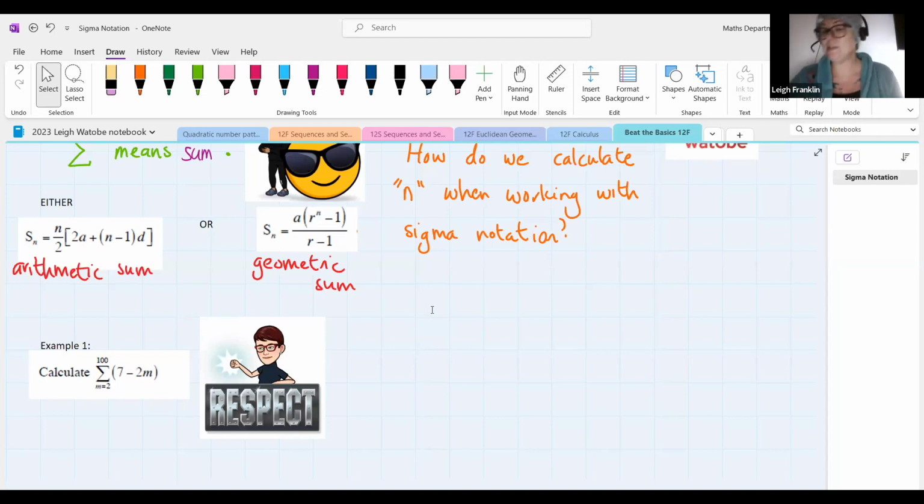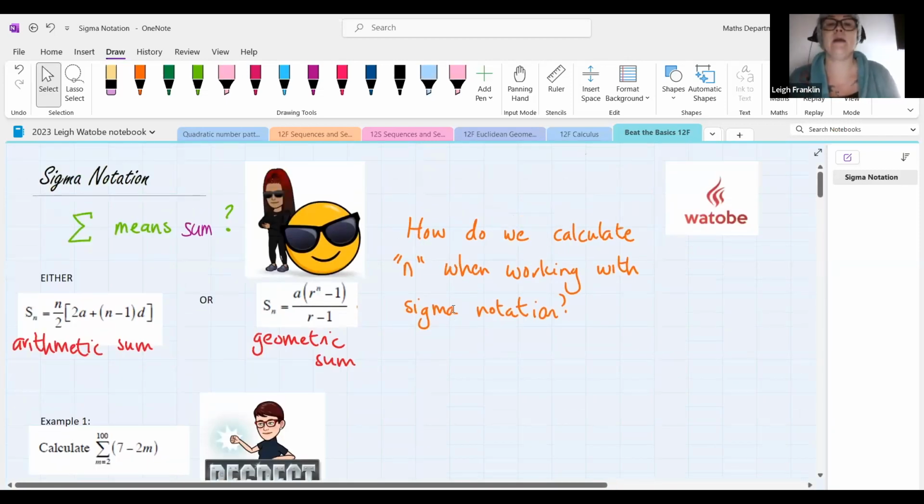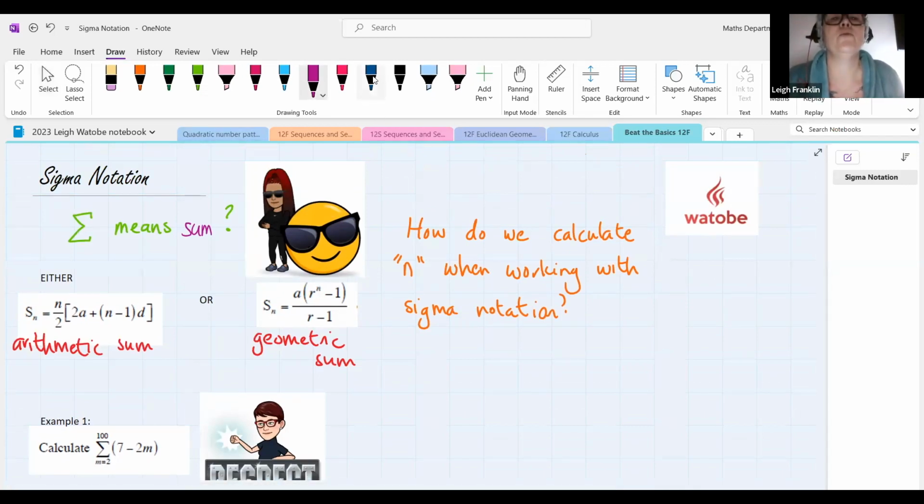But before we get started on that, and I know I've had this discussion with you before, very, very important. When we are working with sigma notation, we have a number at the bottom and we have a number at the top. So now let's pretend the number at the top is 9, and let's pretend n is equal to 2, and let's pretend here my rule is 2n plus 1. Okay.